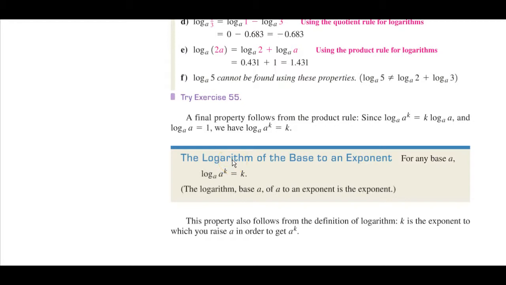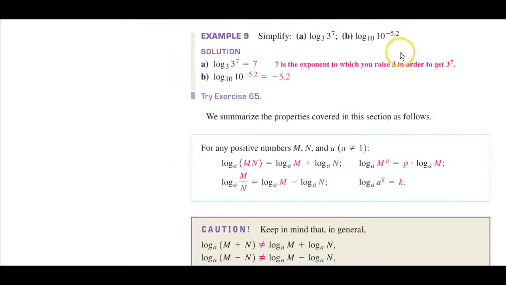Okay? Now for our last example. If you know what we've just said, as we look at this, it is going to be a 7. And as we look at this, keeping in mind the rule we just had, it's going to be a negative 5.2.